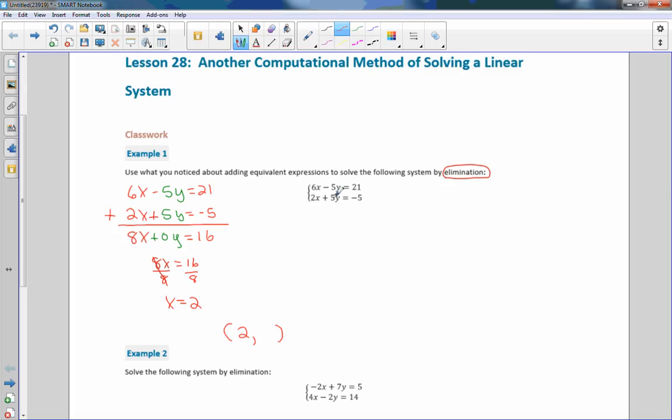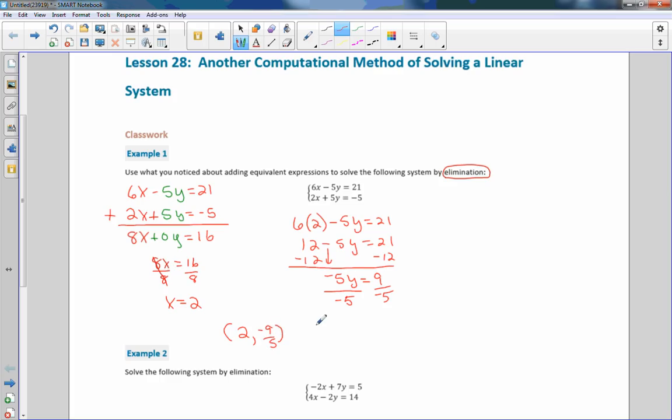So if I take the first equation, 6x, and say x is 2, minus 5y equals 21, then I get 12 minus 5y equals 21. And when I subtract 12 from both sides, I get a negative, don't forget this negative sign, I get negative 5y equals 21 minus 12, which is 9, and I divide both sides by negative 5, and there's my y, negative 9/5.